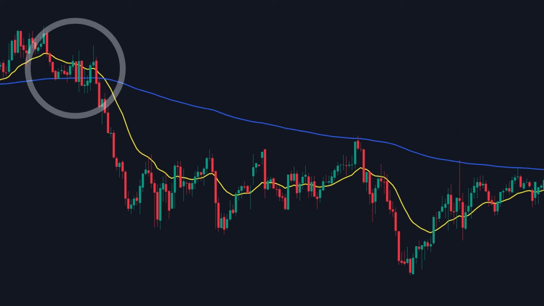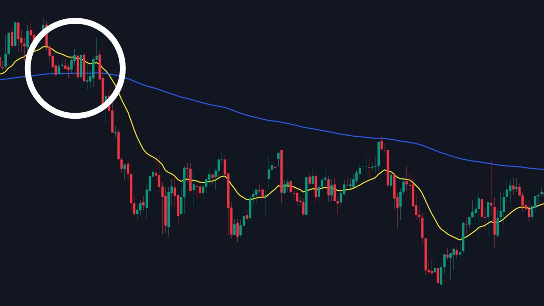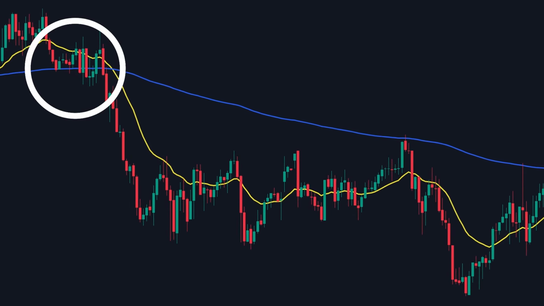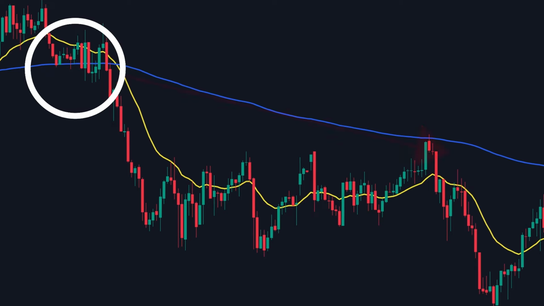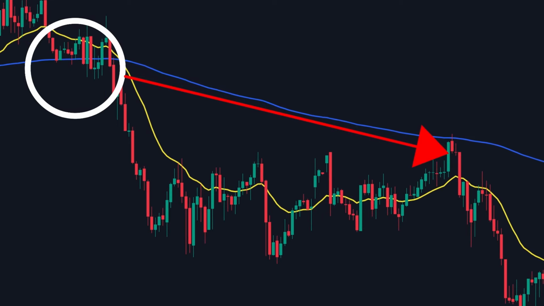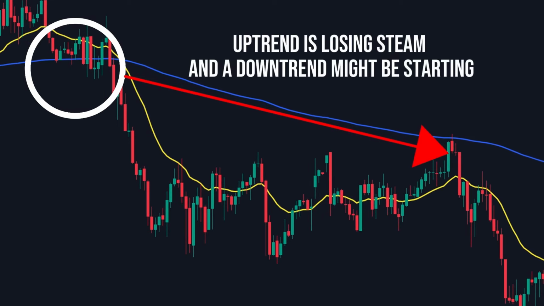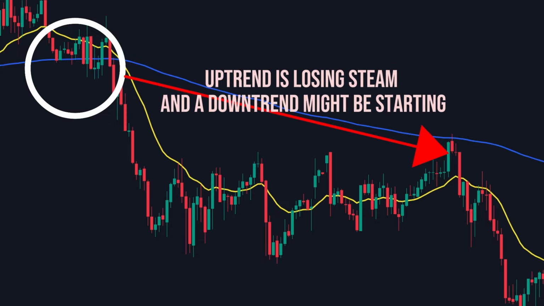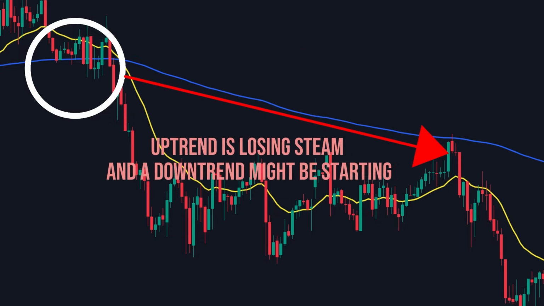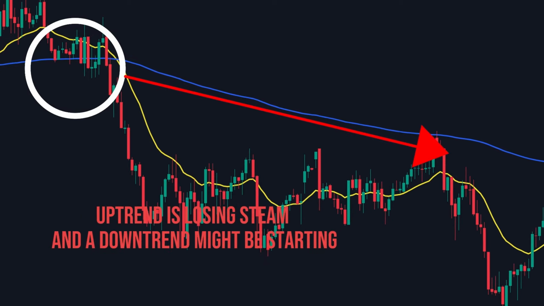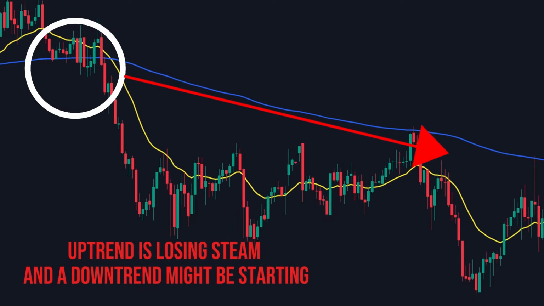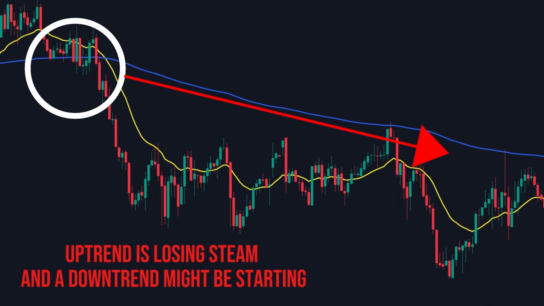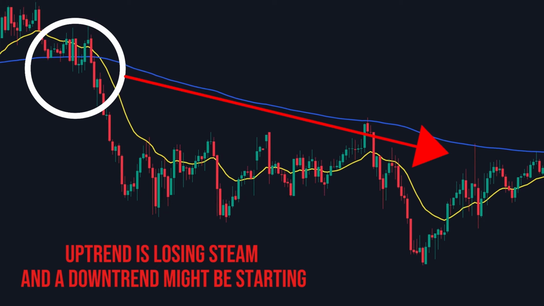When it comes to spotting a trend reversal, there are two simple techniques you can use. Like we talked about earlier, in an uptrend, the price usually stays above the moving average, and in a downtrend, it tends to stay below. That's the basic rule. So based on that, if the price drops below the moving average after being above it for a while, that could be a sign the uptrend is losing steam, and a downtrend might be starting. In other words, it could be the beginning of a bearish reversal.